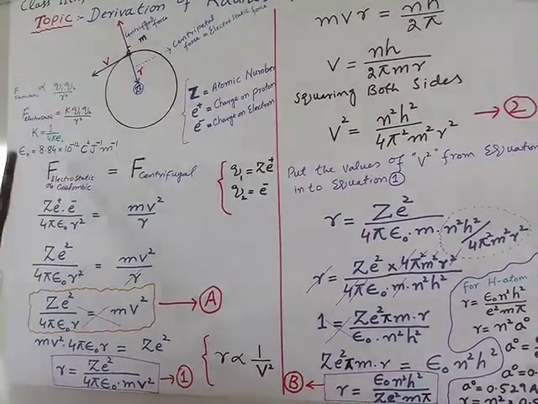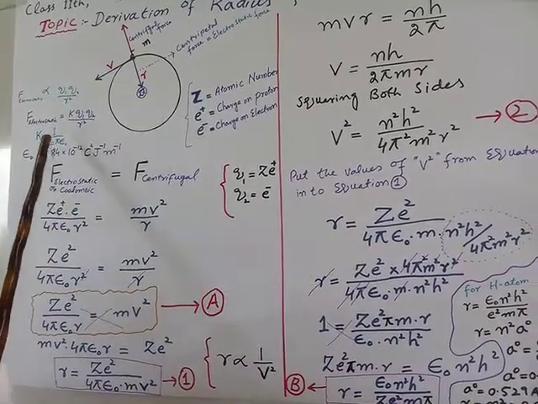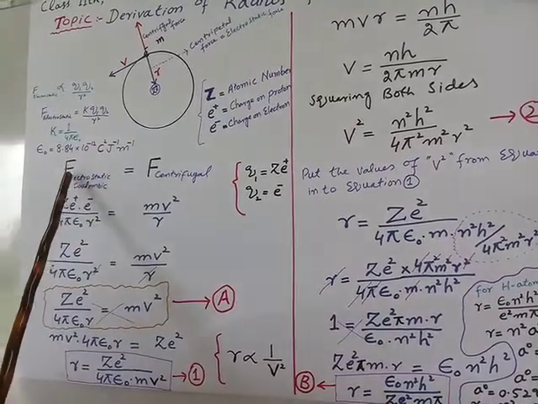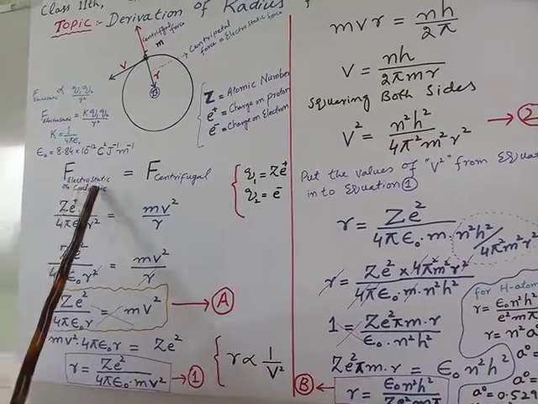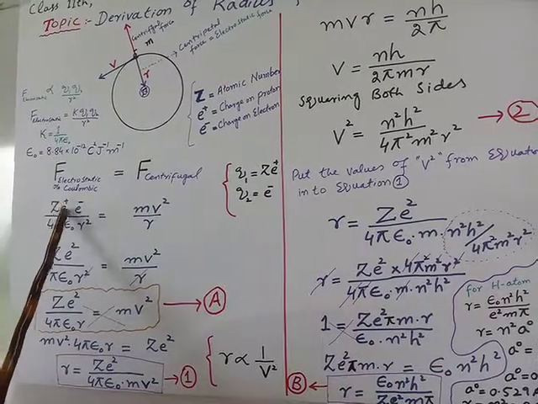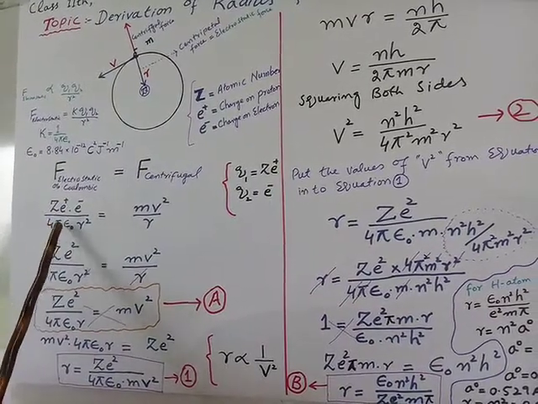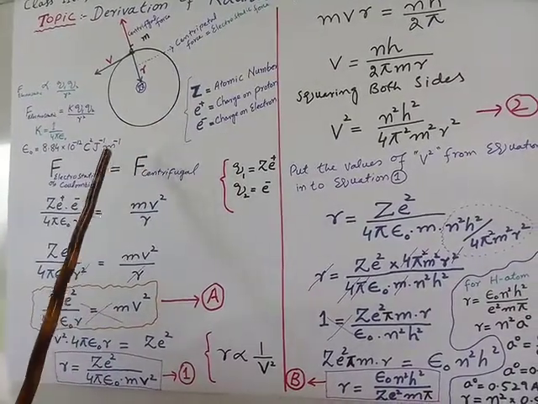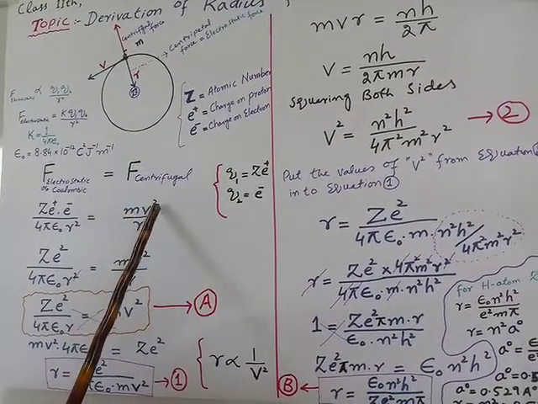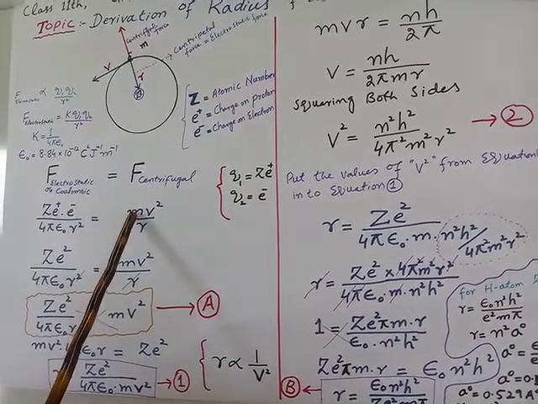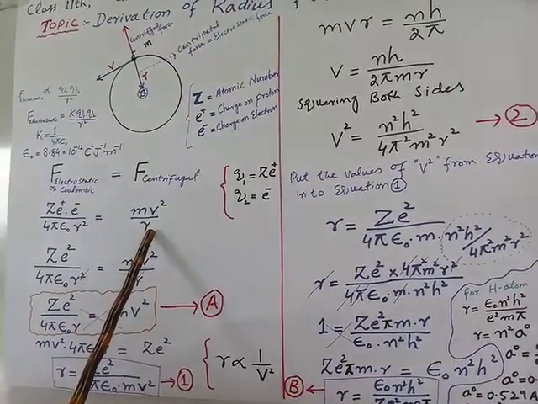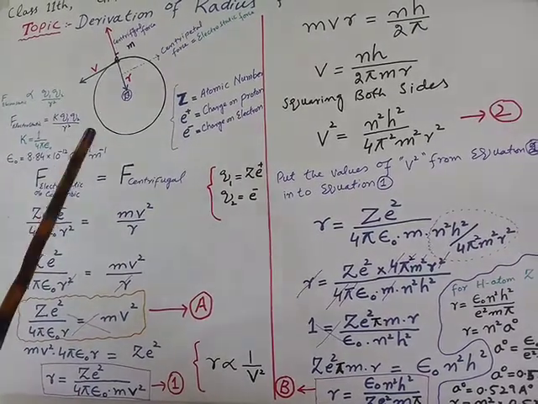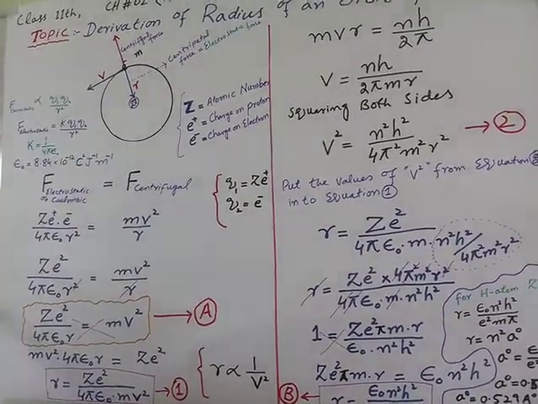These forces are equal in magnitude but opposite in direction. If I replace Q1 and Q2 by Ze plus and e minus and also put the value of the constant, 4 pi epsilon naught, then the electrostatic Coulombic force of attraction becomes equal to Ze plus e minus over 4 pi epsilon naught r square. And centrifugal and centripetal force both have values equal to mv square by r. m is the mass of the electron, v is the velocity, and r is the radius of the orbit. Pi is the constant used for a circle.